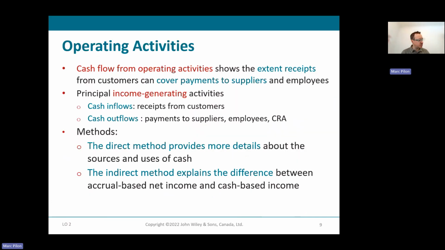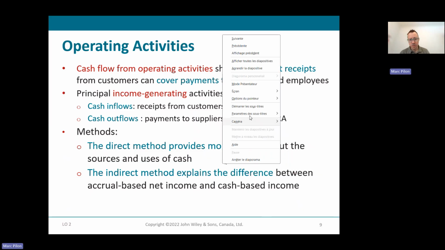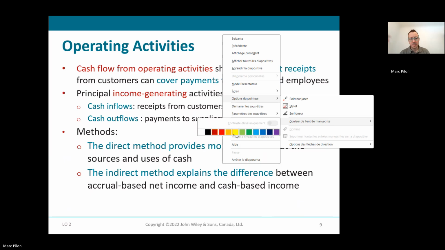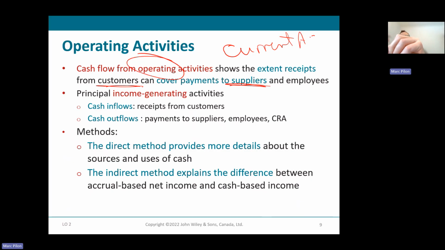Yes, okay, so let's get into the details. What color am I on now? Regular red. Oops. So cash flow from operating activities are receipts from customers or payments to suppliers. Think current assets and liabilities. Yeah, so the inflows, the outflows.